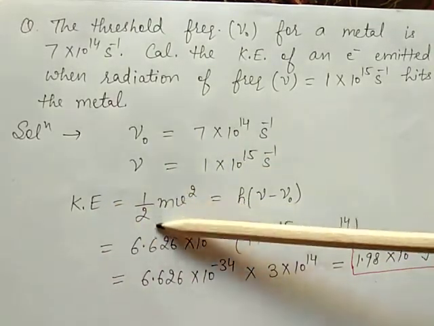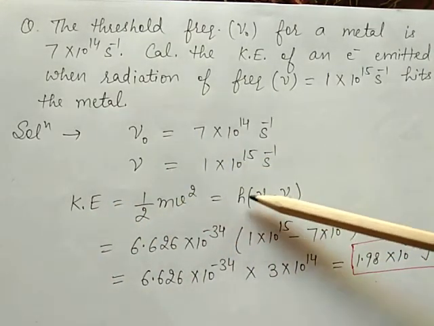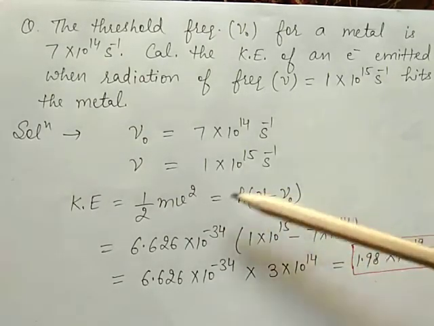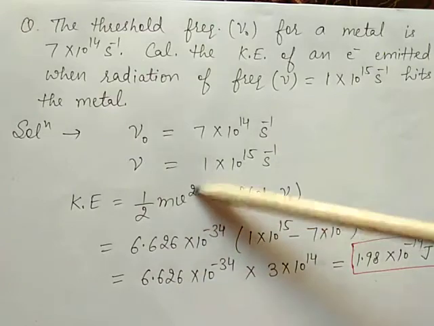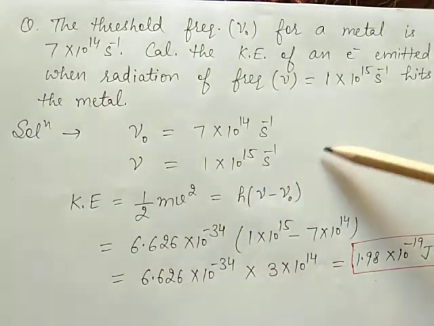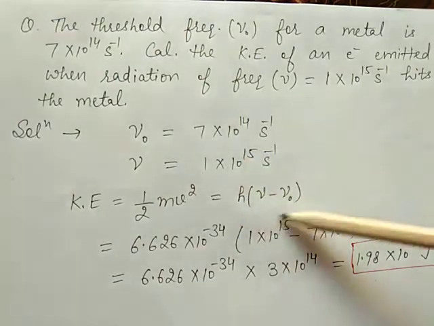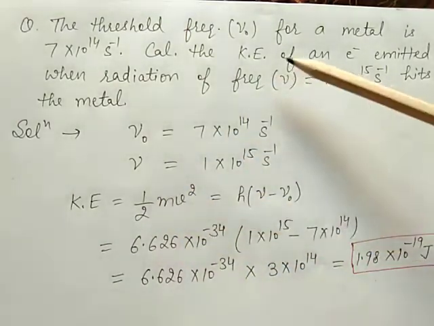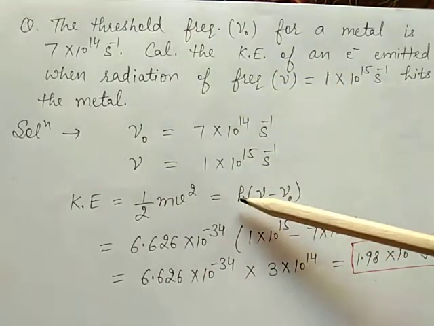Kinetic energy, half m v squared, is equal to h nu minus h nu naught. h is common, because the formula is h nu equals h nu naught plus half m v squared. Putting in these values, we now have to calculate the kinetic energy.